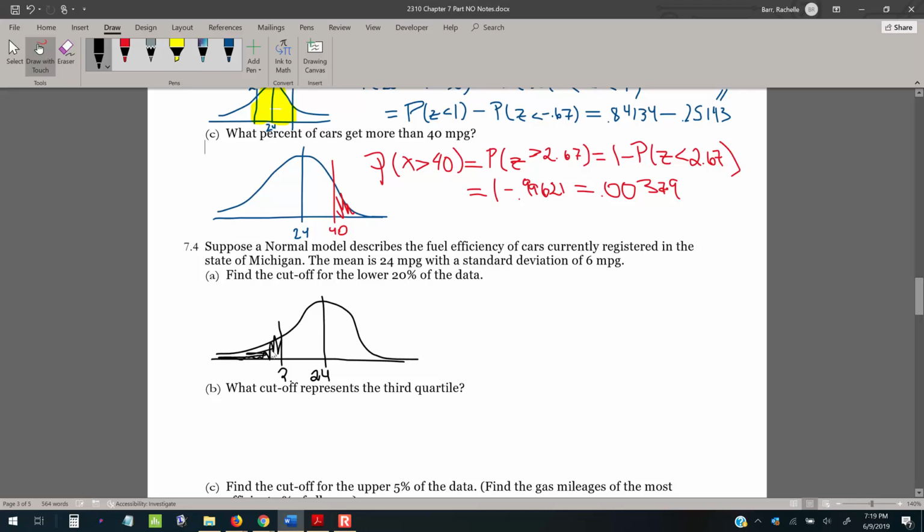Oh, I was supposed to do that in yellow. That looks horrible. And that was supposed to be a question mark. I love it when things look good.